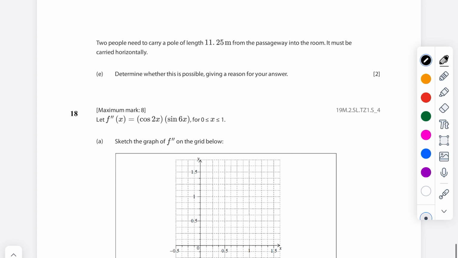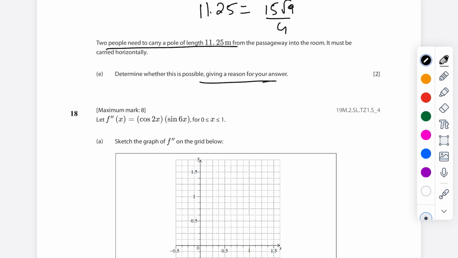Last part, part E. Two people want to carry a pole of length 11.25 into the room. Determine whether it is possible, giving your answer. 11.25 can be written as 15√9/4. But the maximum length is nothing but 15√5/4, which is less than the length of the pole. So therefore, we are going to write: cannot be carried.